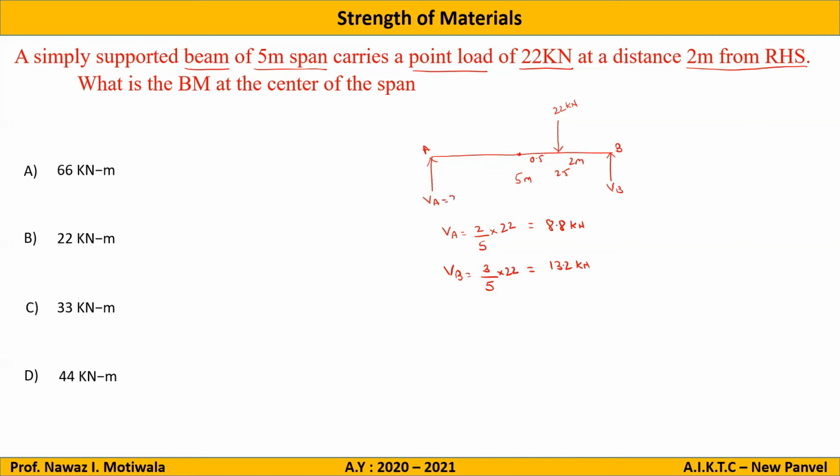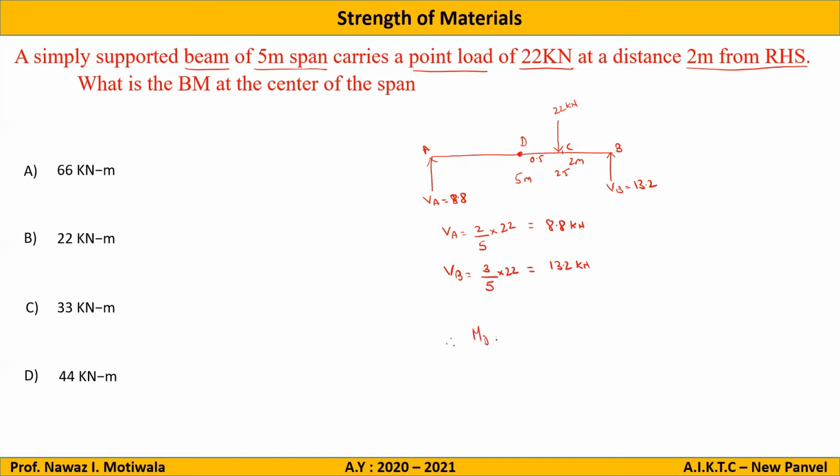So we got the answer for VA as 8.8. We got the answer for VB as 13.2. Now we need to find the moment at this particular point. Let us say it is B. On the right hand side there are two forces, and on the left hand side there is only one force. So I will take the moment on the left hand side.